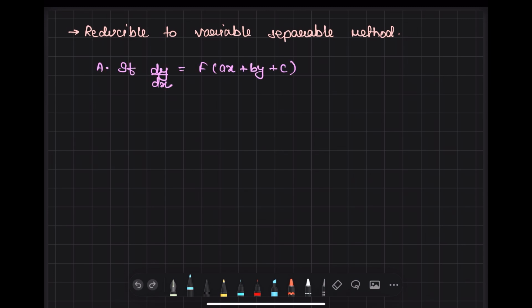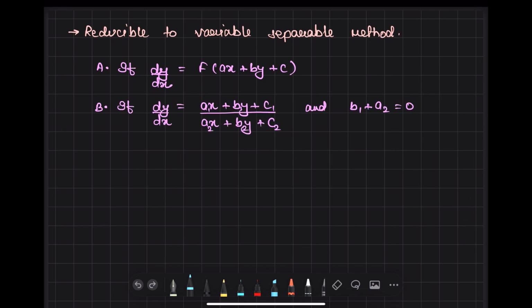The first situation is this: they will give you a differential equation dy by dx and they will intact some linear function together. Okay, but you cannot segregate all x together and all y together. So how you have to respond to those questions, we will understand in part A.